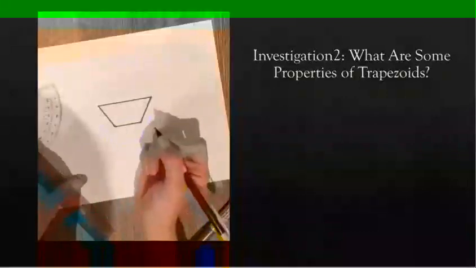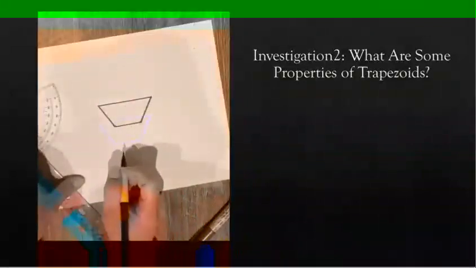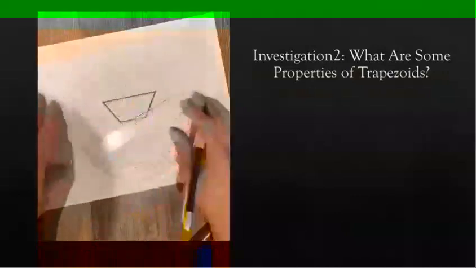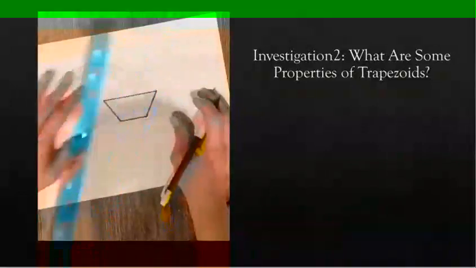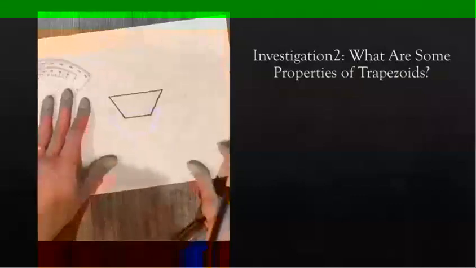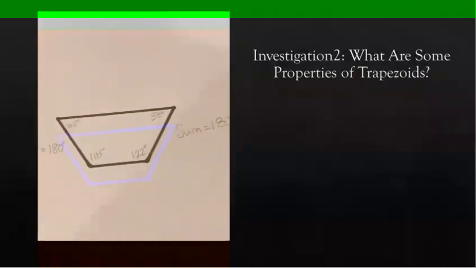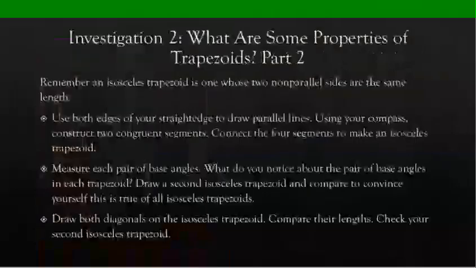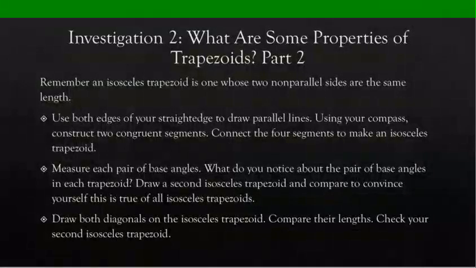I'm just using my ruler to help me draw out the line so that I can correctly measure it with the protractor. So you can see that those non-base angles on the left side add up to 180, and those non-base angles on the right side also add up to 180. If I were to do that with any other trapezoid, I should find the same pattern.